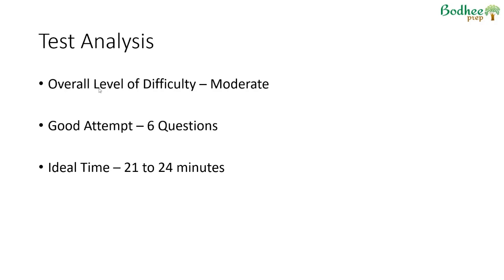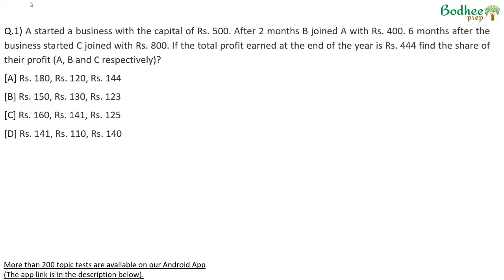Looking at the questions, question number 1. Question 1 says, A started a business with a capital of 500 rupees. After 2 months, B joined with 400. 6 months after the business started, C joined with 800. Find the share of each in the total profit at the end of the year. So if we look at A, B, C, the amount invested is 500, 400 and 800. So we can say it is in the ratio 5:4:8.